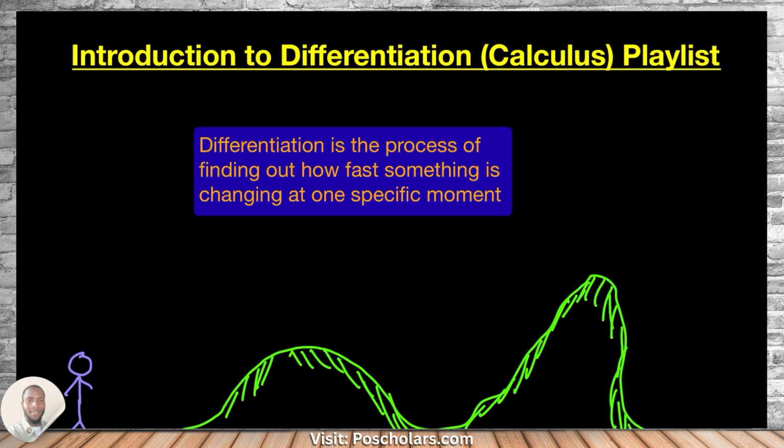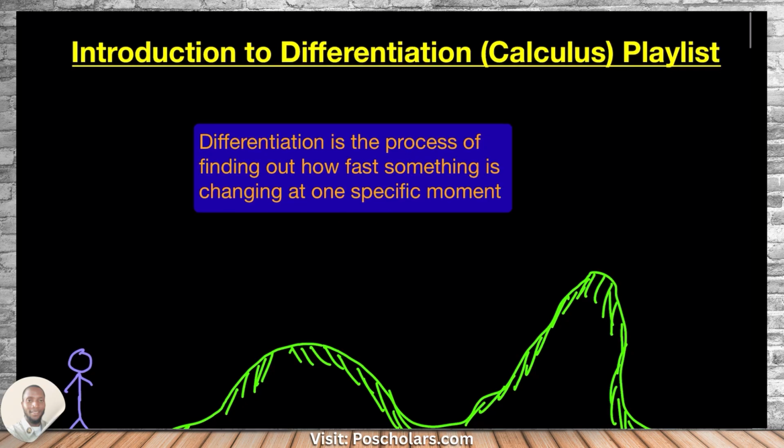Like I said, what is differentiation? Differentiation is the process of finding out how fast something is changing at one specific moment. The major emphasis of differentiation is to find out a change at a specific moment. We are not considering a change over time. We are considering change at a specific moment. Now, let me explain using a real world example.